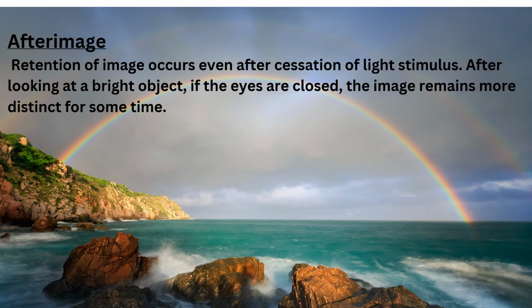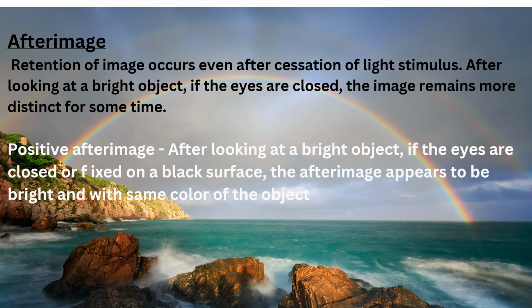After images: the retention of image occurs even after the cessation of the light stimulus. After looking at a bright object, if the eyes are closed, the image remains distinct for some time, then fades away gradually. This is the after image. There are two types. Positive after image: after looking at the bright object, the eyes are closed, fixed on the black surface.